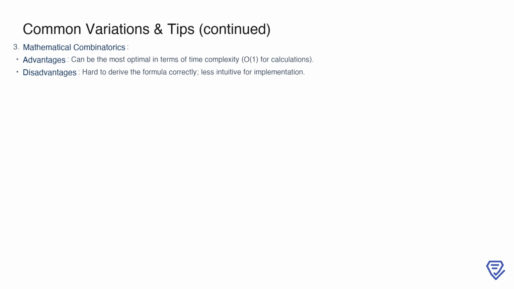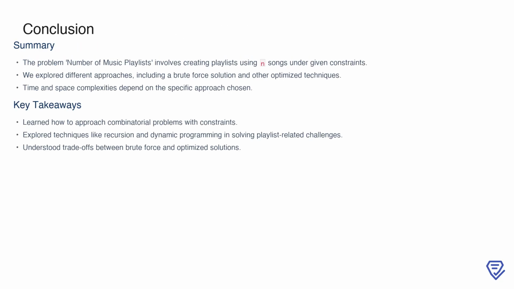This method can be the most optimal in terms of time complexity since the calculations are often O(1). However, deriving the correct formula to account for all constraints, such as the no-repeat gap K, can be quite difficult. Additionally, this approach is less intuitive and harder to implement correctly, especially under the time pressure of an interview. While it's worth understanding for theoretical completeness, most candidates will find dynamic programming to be more practical and reliable for this problem. Great job! We've successfully navigated the number of music playlists problem, reviewing key concepts and strategies.